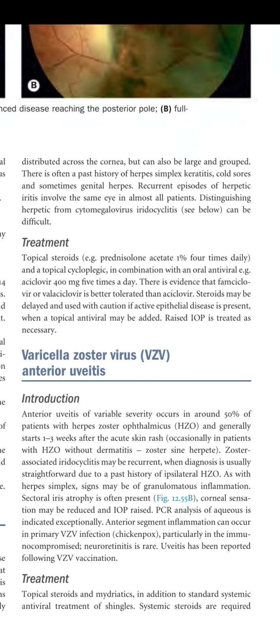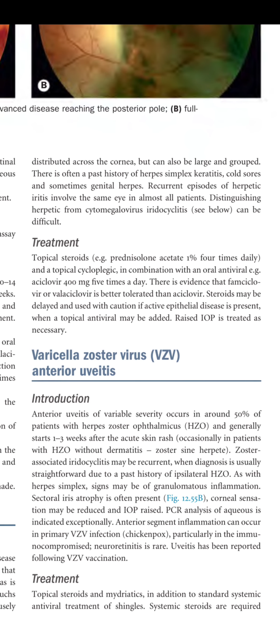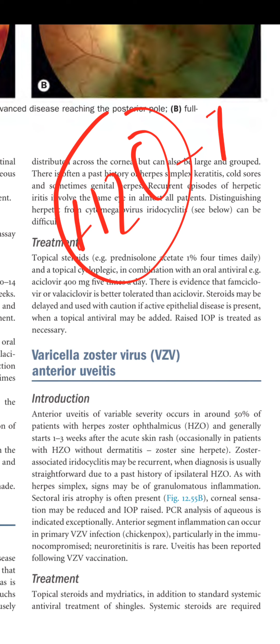Next is varicella zoster virus anterior uveitis. Introduction. Anterior uveitis of variable severity occurs in around 50% of patients with herpes zoster ophthalmicus (HZO) and generally starts 1 to 3 weeks after an acute skin rash, occasionally in a patient with HZO without dermatitis, zoster sine herpete. So whenever there is no dermatome involved, this is known as zoster sine herpete, and uveitis occurs 1 to 3 weeks after the skin rash.